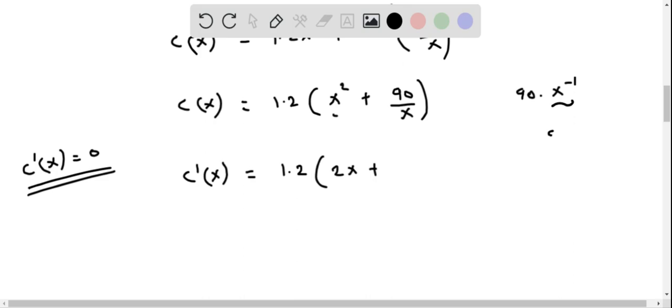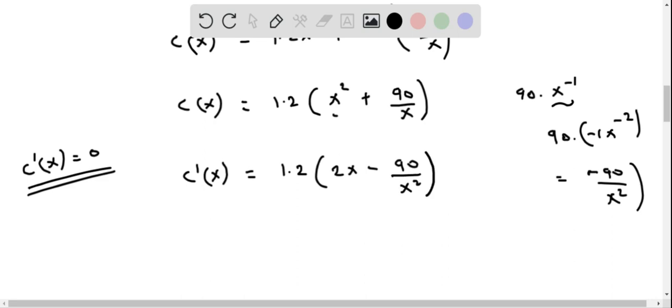The derivative of x to the power minus 1 is minus 1 times x raised to the power of minus 1, or otherwise we can write this as negative 90 divided by x squared. So this one is the derivative of 90 by x. I'm going to change this to negative 90 over x squared. So here we have obtained the derivative of the cost function. Now we have to equate this to 0 and find the critical point of this function. So replace c prime of x by 0, and this gives 1.2 times 2x minus 90 by x squared.